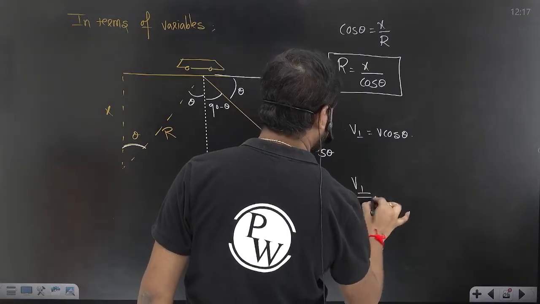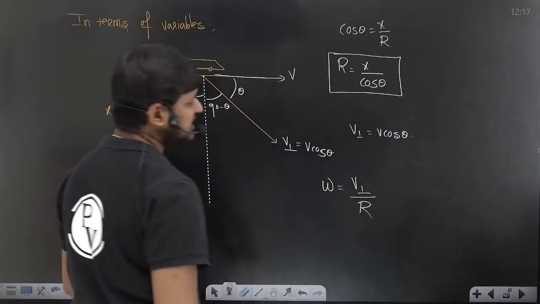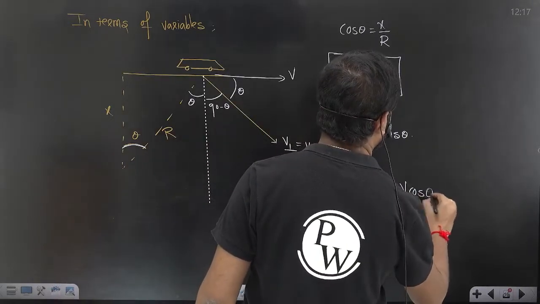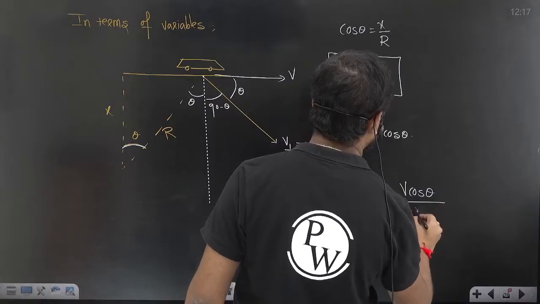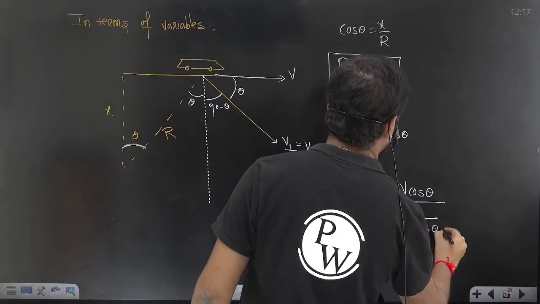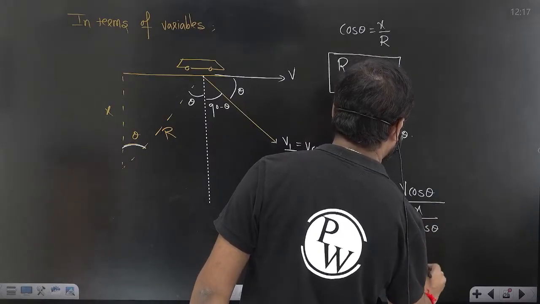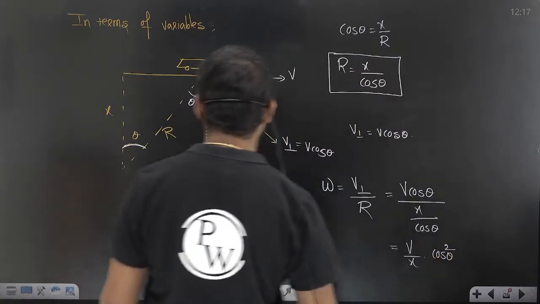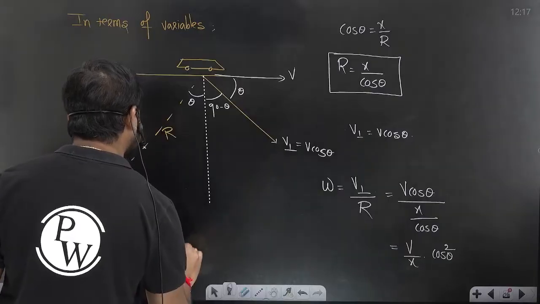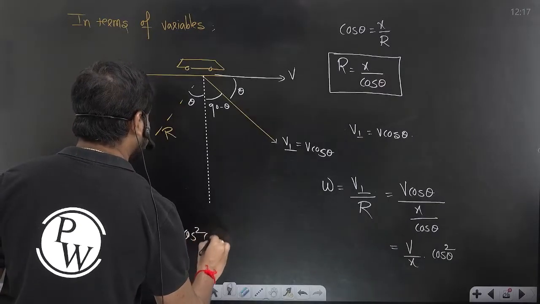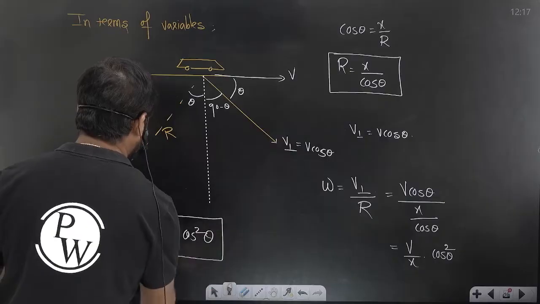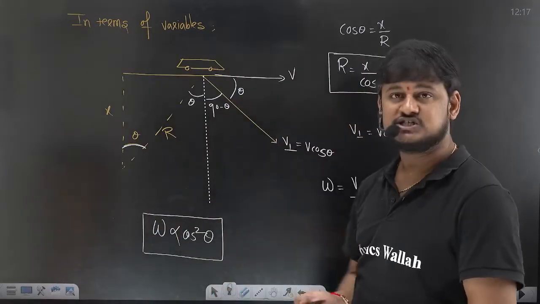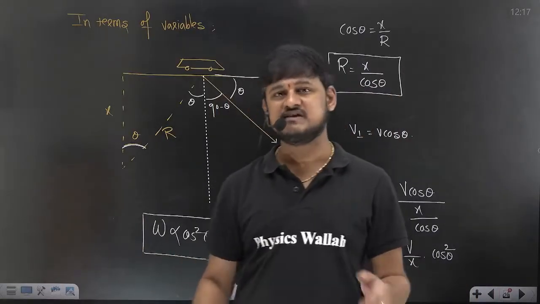Omega is what? V perpendicular by R. Yes or no? So what is v perpendicular? V cos theta, by what is R? R is x by cos theta. So from here we get v by x into cos theta whole square, which is nothing but cos square theta. They might also say that omega is directly proportional to cos square theta, right? We can say that also. They can frame the question based on this also, which was framed previously in JEE.